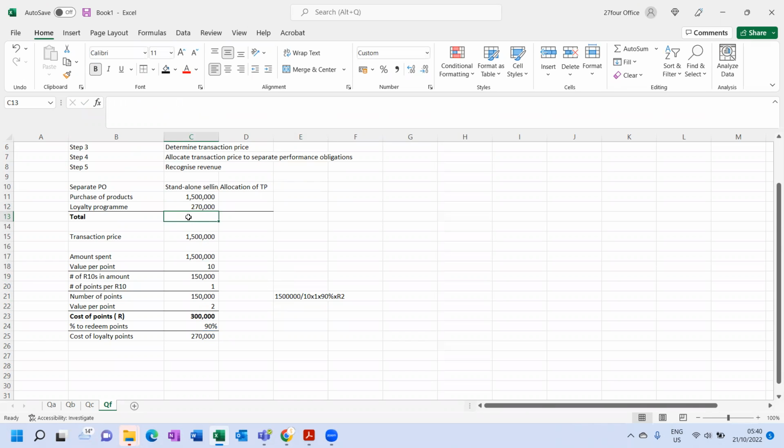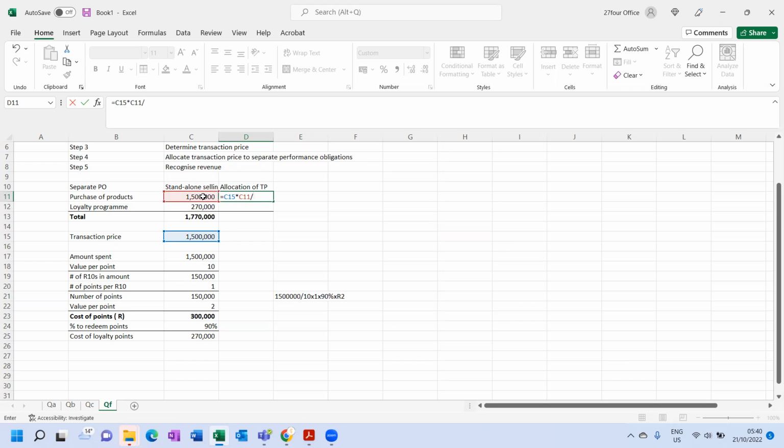Based on standalone selling prices, the total value of this transaction is actually 1.7 million. But the actual transaction price is 1.5 million. So now we need to allocate. The way we allocate, we take the transaction price and multiply it by each standalone item's share.